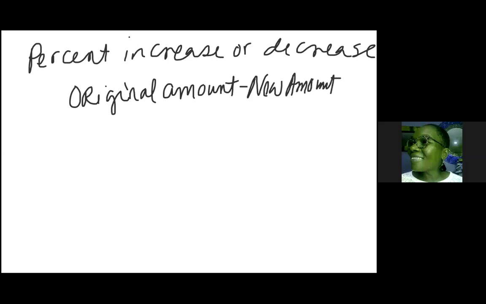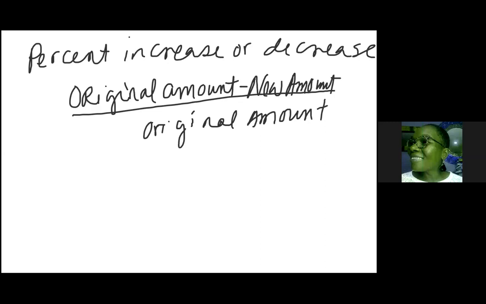And then you're going to take this and divide it by the original amount, okay? So when you divide it by the original amount, this is going to give you a decimal. But guys, remember we're looking for a percent. So in order to get it to become a percent, we got to multiply it by 100, okay? So whether you're doing percent increase or percent decrease, you take the original amount minus the new amount, whatever that difference is, you divide it by the original times 100, and that will give you the percent decrease or increase.